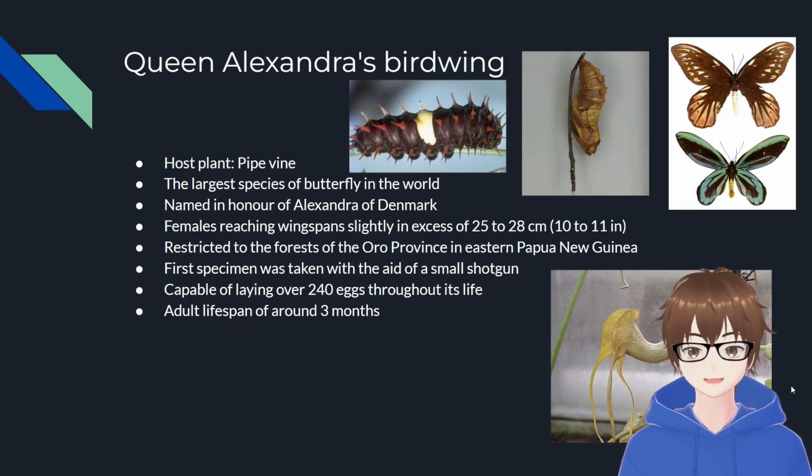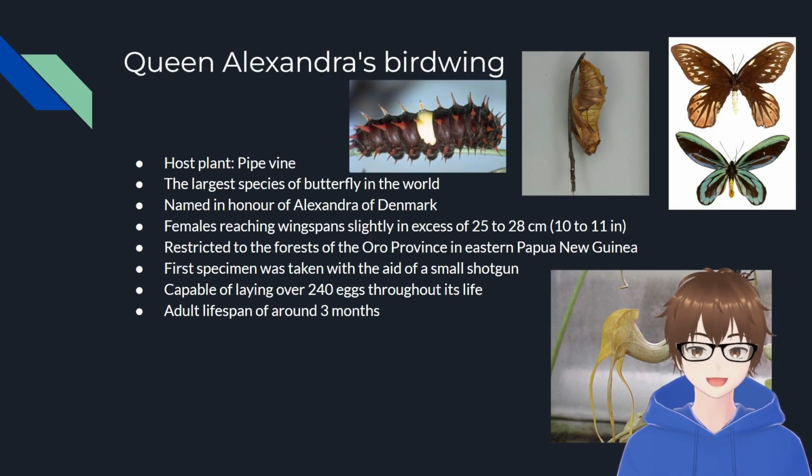Next we have the Queen Alexandra's birdwing, which has a host plant of the pipe vine, a certain type of pipe vine, not all. It's the largest species of butterfly in the world, and it's named in honor of Alexandra of Denmark. The females of these reach a wingspan slightly in excess of 25 to 28 centimeters, or 10 to 11 inches. So, biggest butterfly in the world. Very, very big. They are restricted to the forests of the Oro province in New Guinea, and the first specimen was taken with aid of a shotgun.